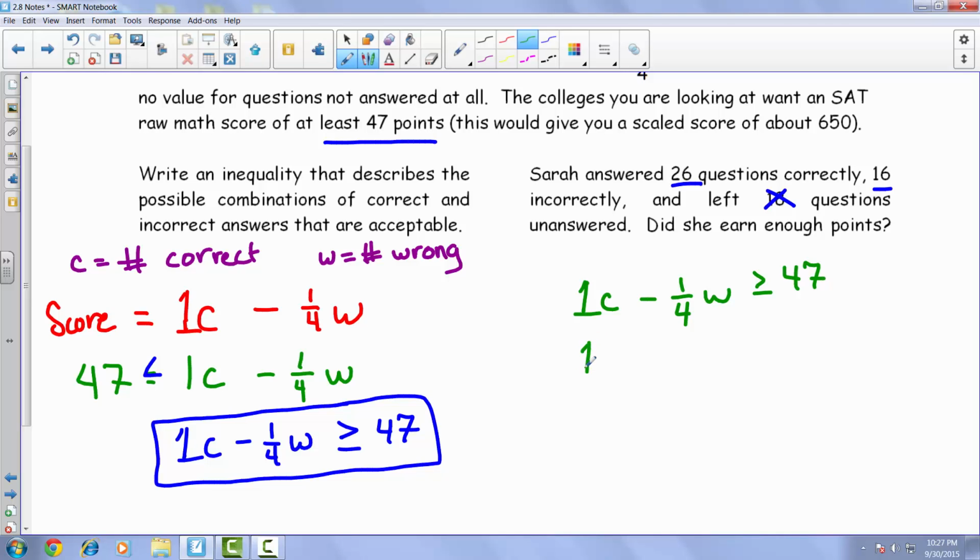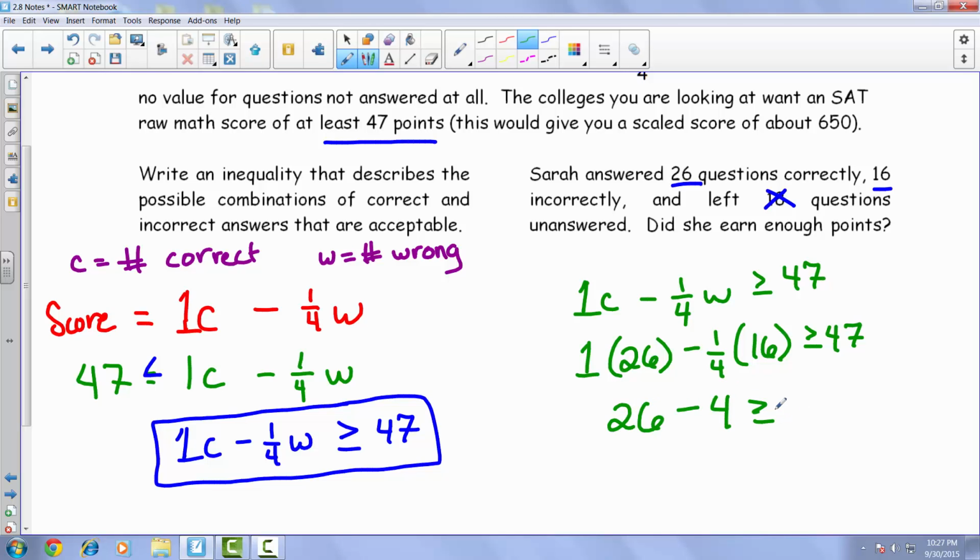Well, we have 1 times 26 minus 1/4 times 16. Is that larger than or equal to 47? Well, this simply comes out to be 26 minus 4 is larger than or equal to 47. And as a result, it looks like we only get 22, which is clearly not larger than or equal to 47. And as a result, she did not earn enough points.